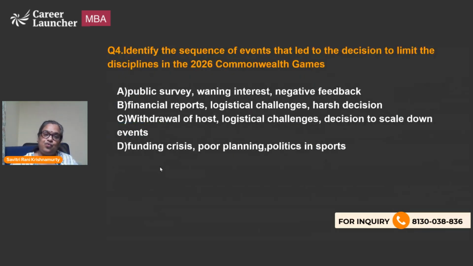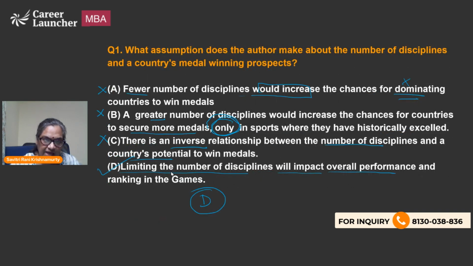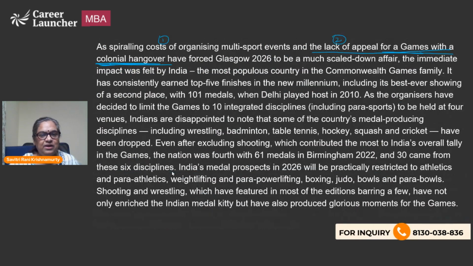All right, question 4. Identify the sequence of events that led to the decision to limit the disciplines in the 2026 Commonwealth Games. Now, this is the tricky question of the set because we read it so fast. We have to see what was the reason, right? First thing he says that spiraling costs and the lack of appeal have forced Glasgow to be a much scaled down affair. All right, but this doesn't show the sequence.